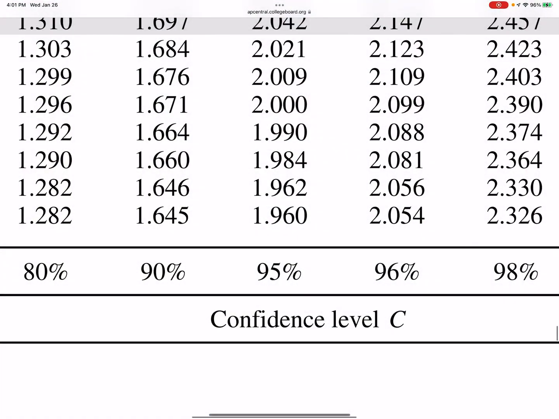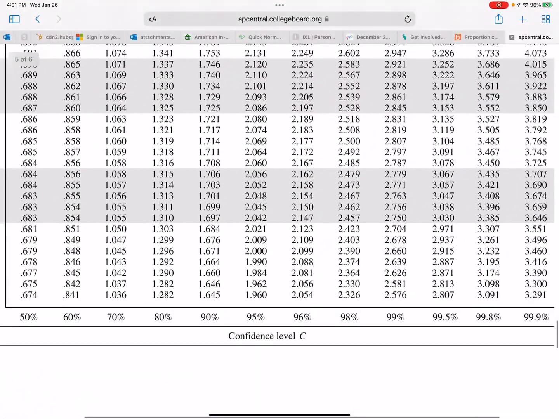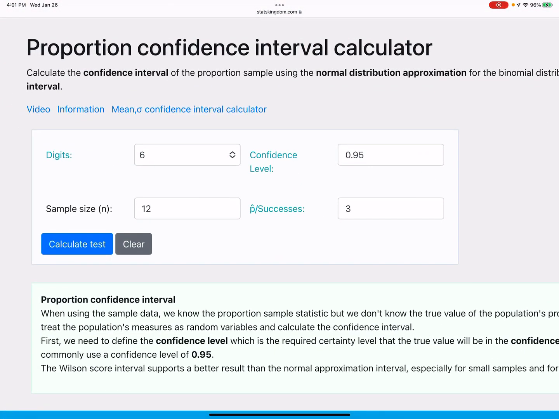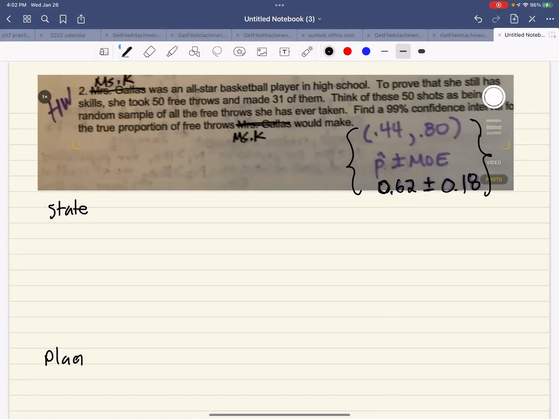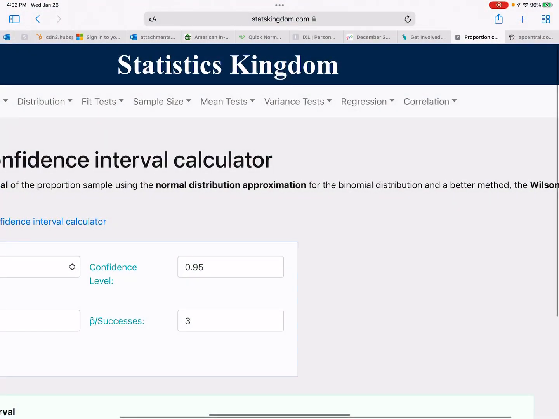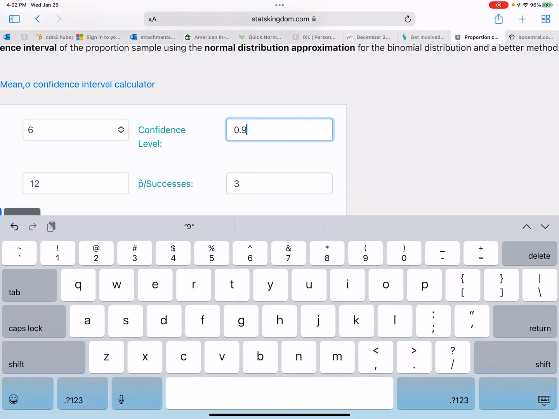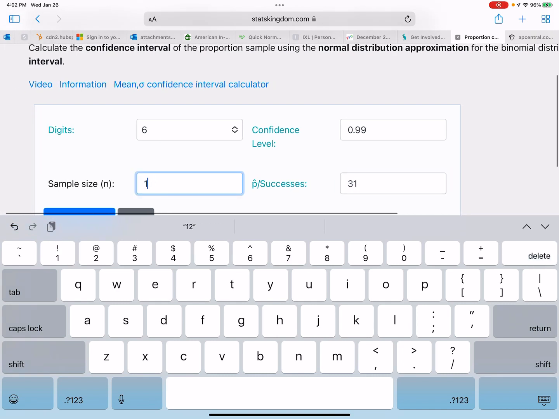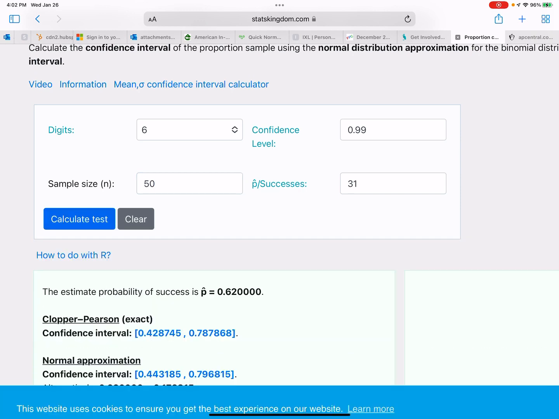So if I go to a website calculator, here we go. It says confidence level. Let me go back to my notes. We're doing a 99% confidence level, and I made 31 out of 50. So 99, and I had 31 successes out of a total of 50. That number at the top just tells me how many decimal places.